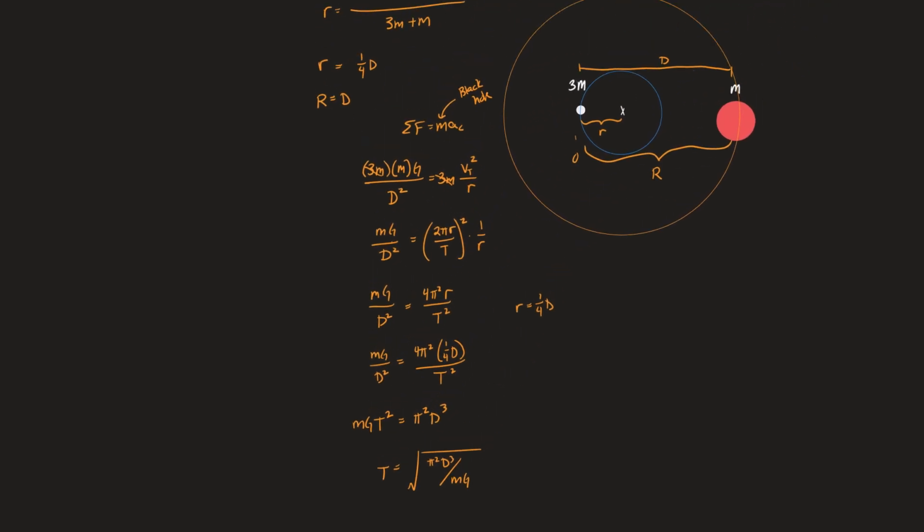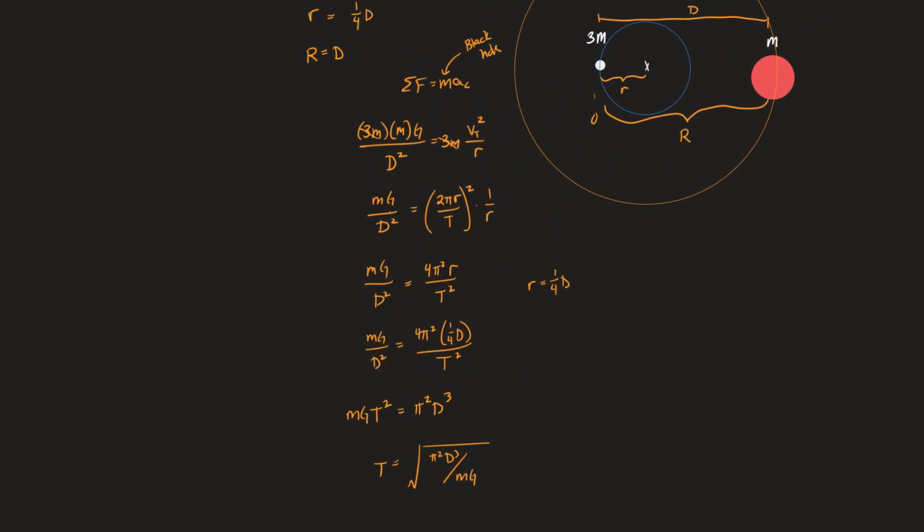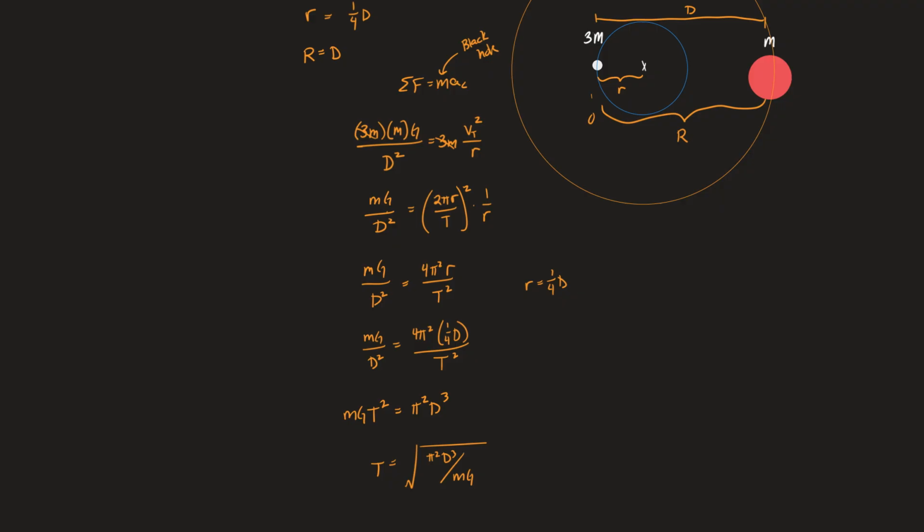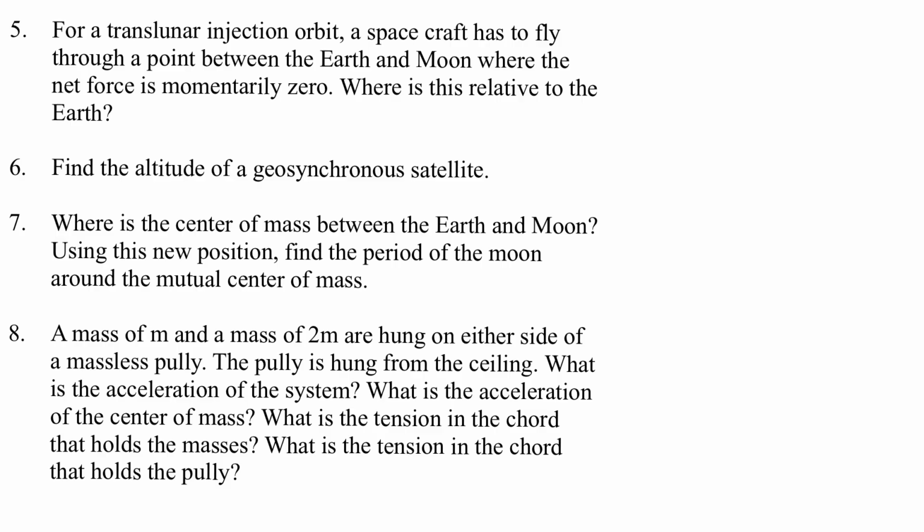So what are we talking about here? We're talking about top level, I guess, difficulty. If you want to know, if you think it is top level, they have asked this question, I don't know, 2 or 3 times in 40 years. For a translunar injection orbit, that's a lot of fancy words. Throw those away. A spacecraft has to fly through a point between the Earth and Moon where the net force is momentarily 0. So imagine.